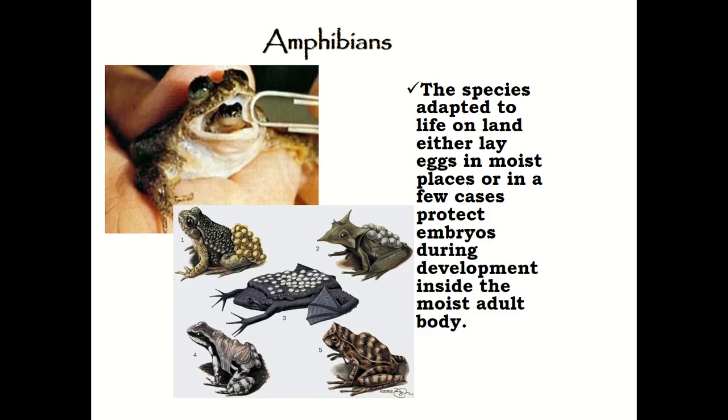And some species also adapted to life on land, either laying their eggs in moist places or, in a few cases, protecting the embryo during development inside the moist adult body, as you can see in the figure here.